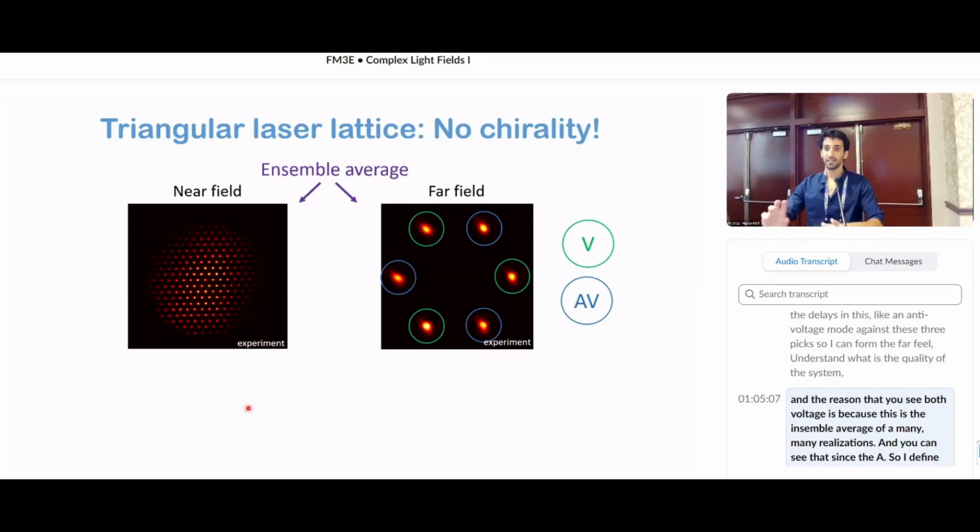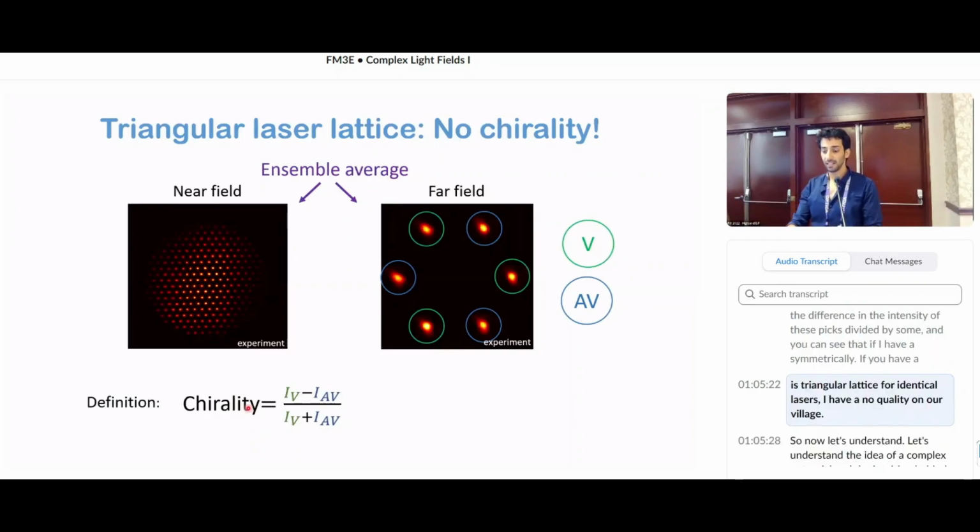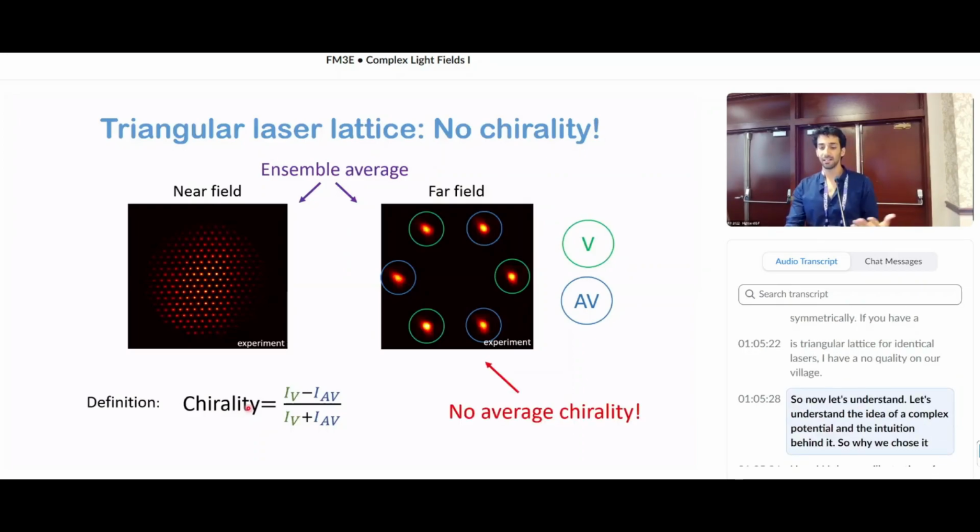I define chirality as the difference in the intensity of these peaks divided by their sum. And you can see that if I have a triangular lattice of identical lasers, I have no chirality on average. So now let's understand the idea of a complex potential and the intuition behind it, so why we chose it.